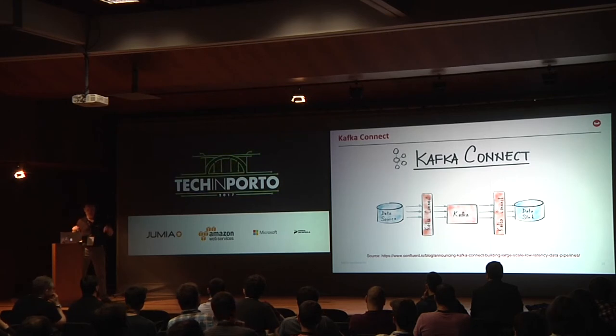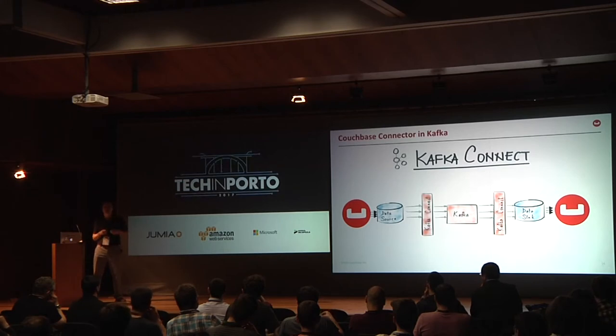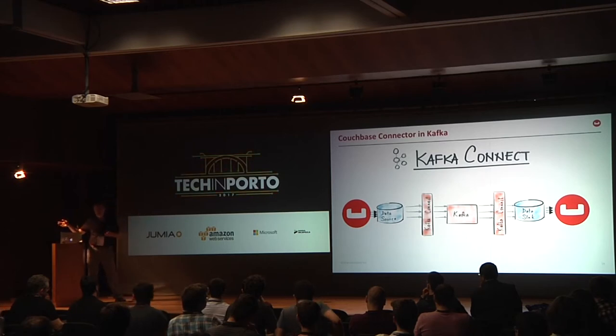In this talk, we are talking about the Couchbase connector for Kafka Connect. With this particular connector, we have two possibilities. We can use Couchbase as a source of events: if you write in Couchbase, you can take some kind of trigger and write to Kafka. And you can also use Couchbase as a sink. Sink means the consumer side, so you read from Kafka and write to Couchbase without coding. That's the benefit.